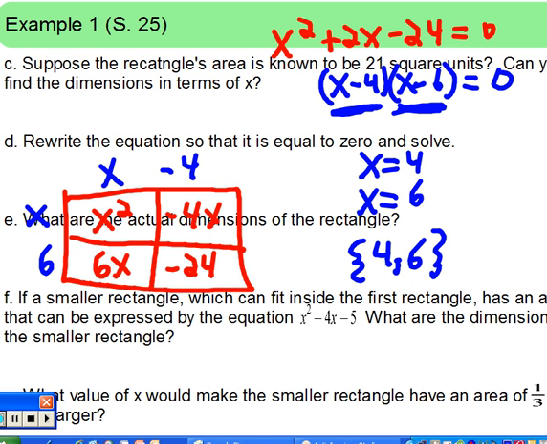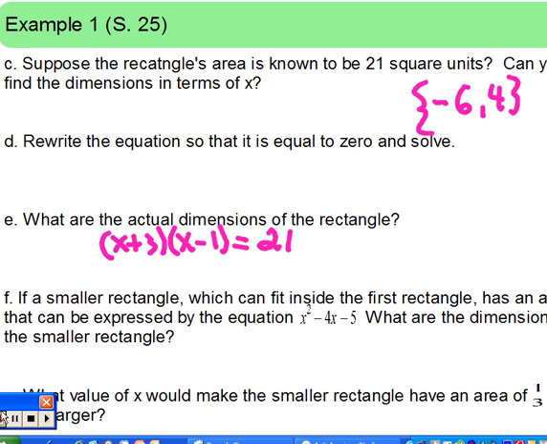Okay, hopefully you caught on to my little bitty error that I did on purpose. This right here is just going to be x plus 6. So when would this be equal to 0? When x is negative 6. So my solution set is 4 and negative 6. I'm glad you caught it too.